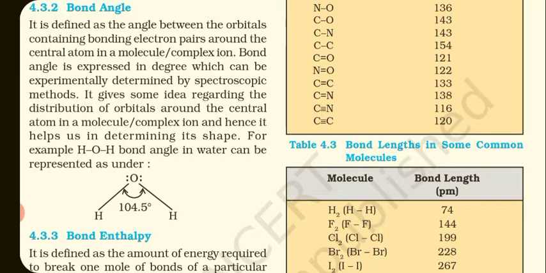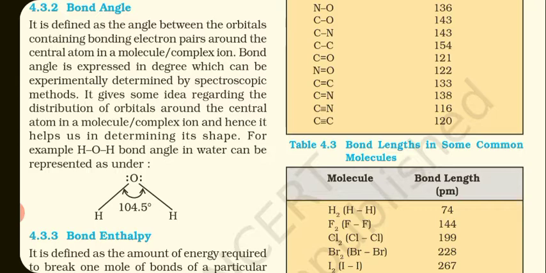Now we will see about bond angle. What is bond angle? It is defined as the angle between the orbitals containing bonding electron pair around the central atom in a molecule or complex ion. We'll see what is central atom and complex ion.